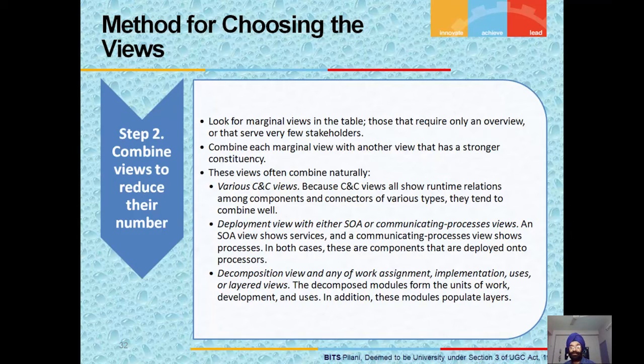In C&C views, all runtime relationships among components and connectors are taken care of. So you tend to combine them together to show your runtime behavior. Deployment views can show you SOA or communicating process views. An SOA view would tend to show you services. Communicating process shows you processes. If there's a commonality, you may decide to do without one of them.